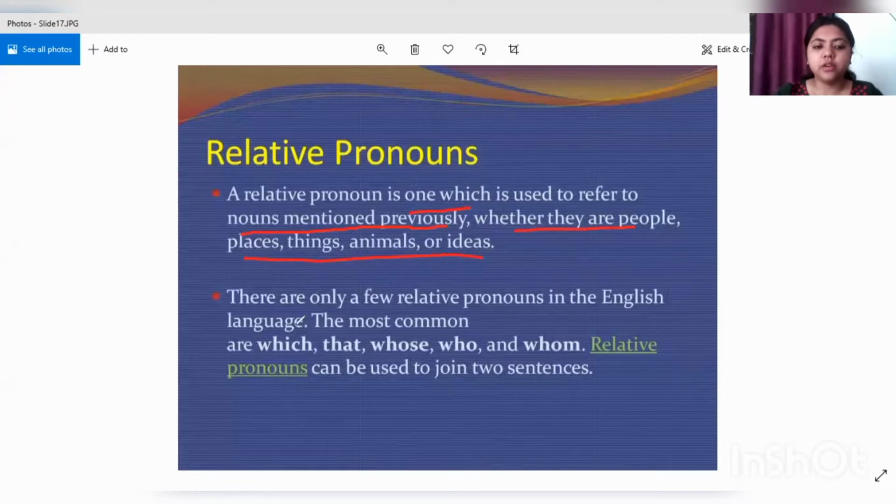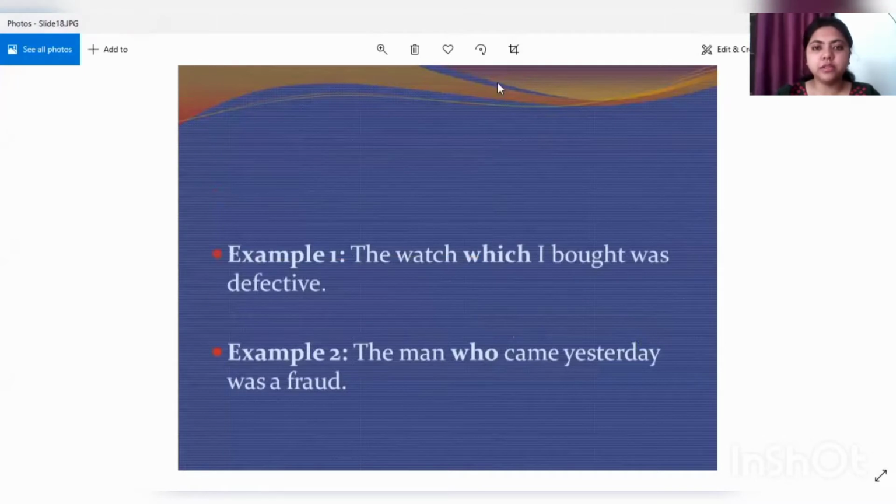Now, these are the words which are used as relative pronouns: which, that, whose, who, and whom. And they can be used to join two sentences. We'll look at the examples, and you'll get a clearer picture of this.